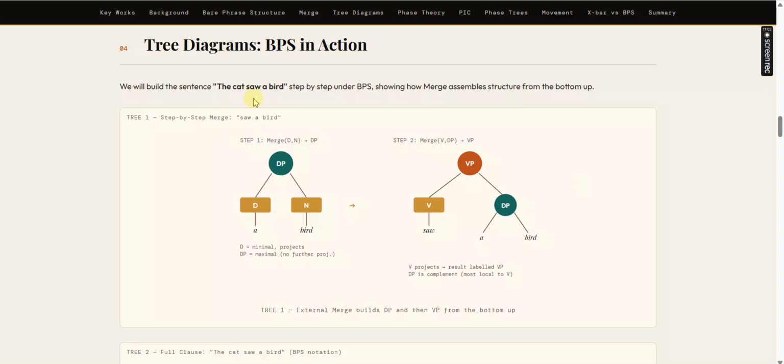Three diagrams are built for understanding. The first one: the cat saw a bird. First you merge DP under it, D. Here there is no node like N bar; it is just a simple structure that you build without following a template. Then the bird, then you have to move it to make it a VP. Here you add V, which is saw. So here VP completes.